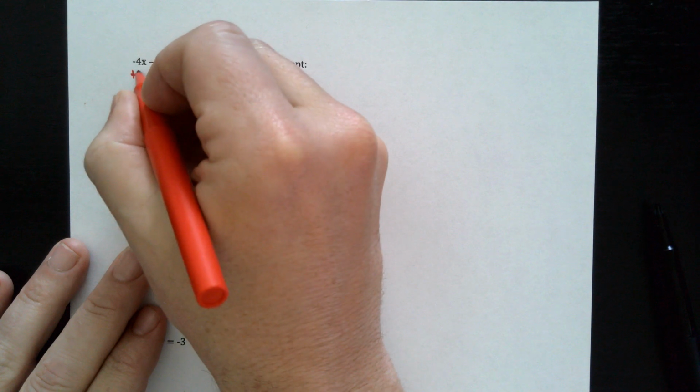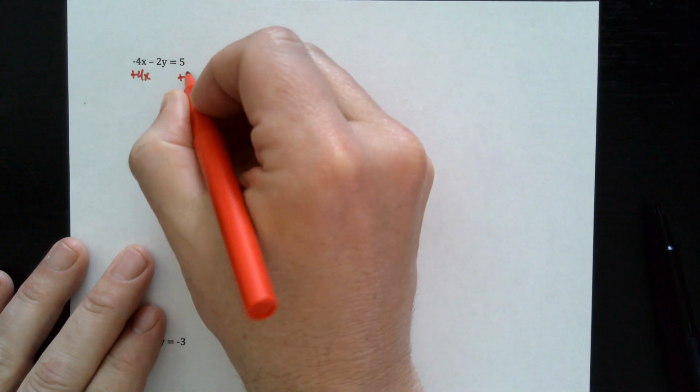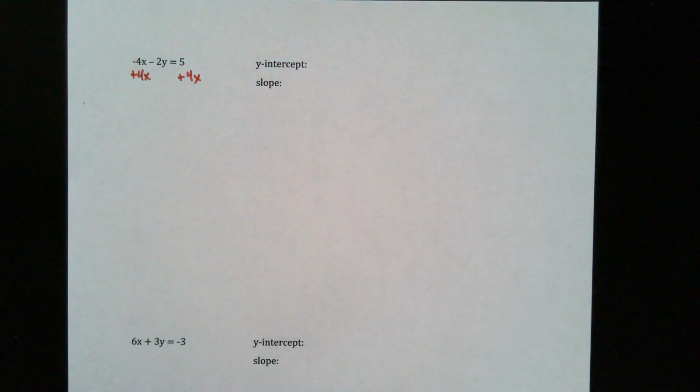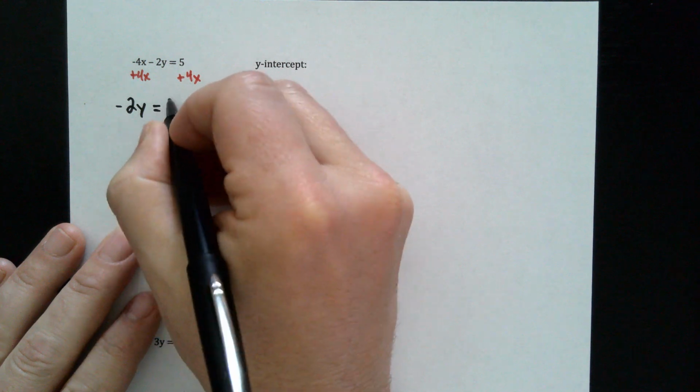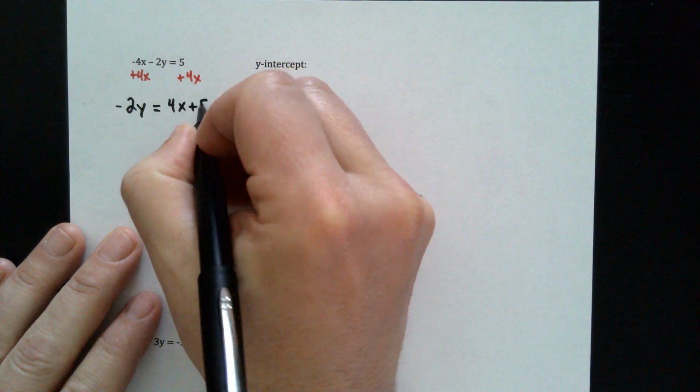Okay, two more problems here. So we've got negative 4x minus 2y equals 5. Let's go ahead and add that 4x, do the opposite of whatever it is, right? So it's negative 4x, so we'll add it to cancel it there. And that will leave us with negative 2y is equal to 4x plus 5.